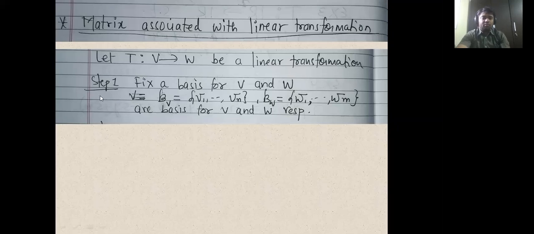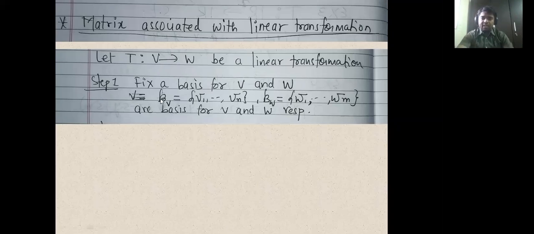Okay, so how to find that matrix? Step number one, concentrate here on the board. See what I'm saying. Step number one: fix a basis for the domain and codomain. Okay, means if you have a linear transformation from V to W, what you will do first is choose a basis for V and choose a basis for W. So basis for the domain, basis for the codomain. Okay, so how is the basis changing?